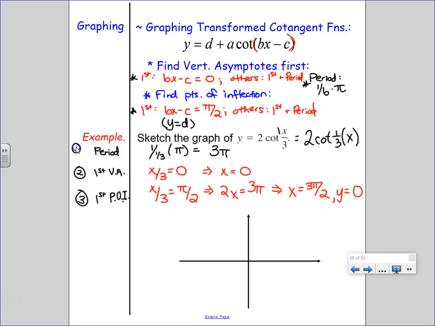Do we start with the period? No. We start with the stuff we can put in the graph. Okay? So, first vertical asymptote at 0.